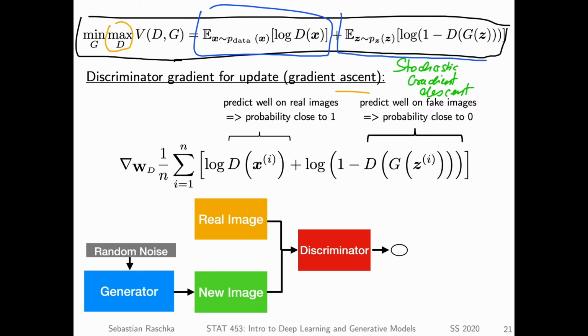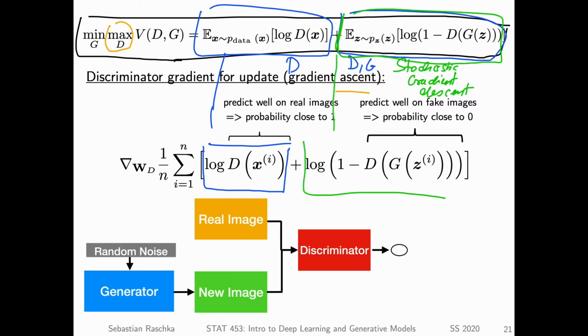We have the left part that only involves the discriminator, and the part that involves the discriminator and the generator. Let's only take a look at this left part first, and then we will take a look at this right part down here. What I'm writing down here is the gradient of the loss with respect to the weights of the discriminator. D here means the discriminator, so we are only updating the weights of the discriminator.